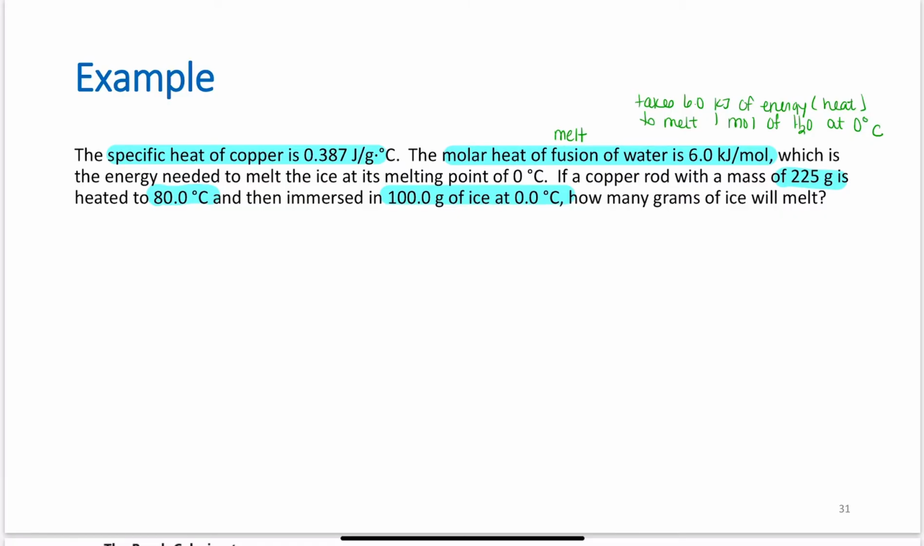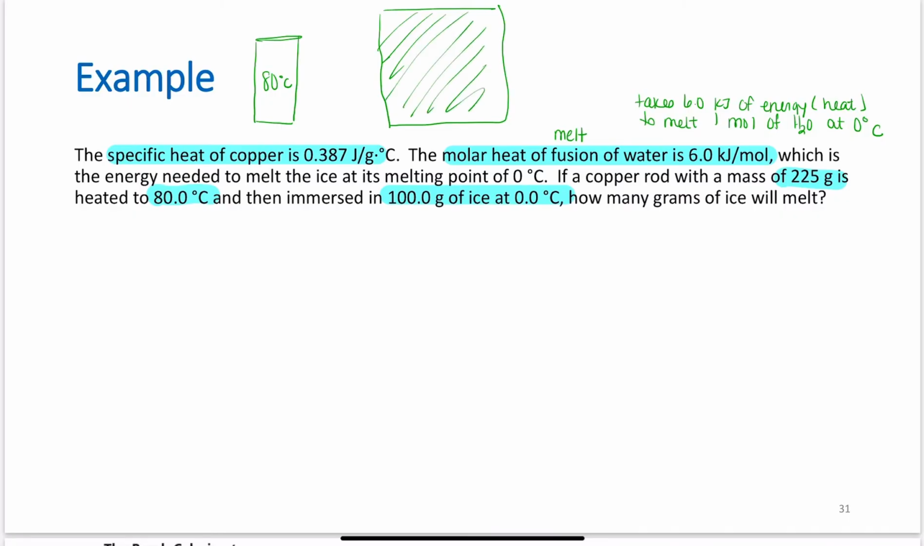We're going to take this copper rod and heat it up to 80 degrees C. We're then going to submerge it in a beaker of ice. That heat is going to transfer from the copper to the ice. We know that heat transfers, right?